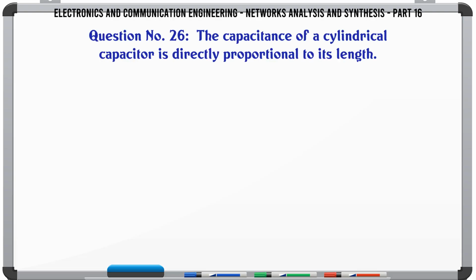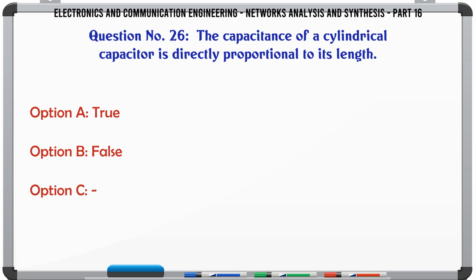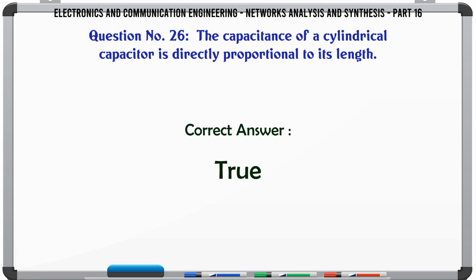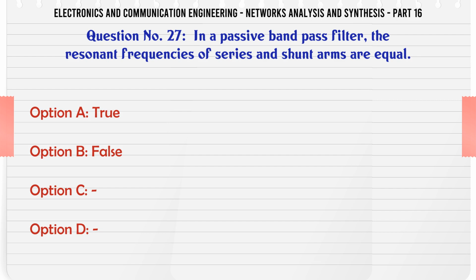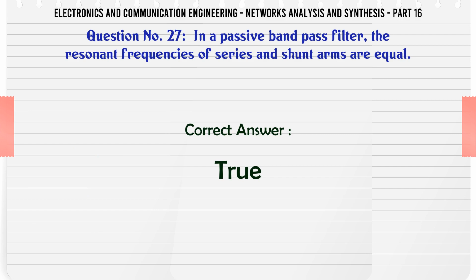The capacitance of a cylindrical capacitor is directly proportional to its length. A. True. B. False. The correct answer is true. In a passive band-pass filter, the resonant frequencies of series and shunt arms are equal. A. True. B. False. The correct answer is true.